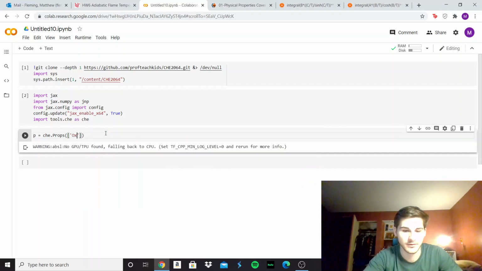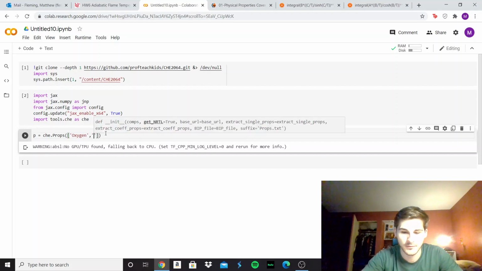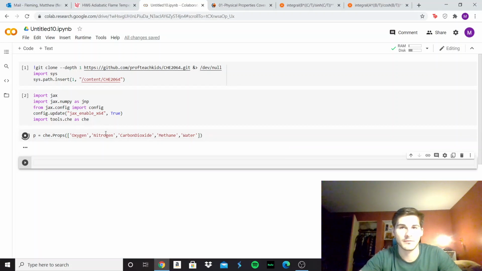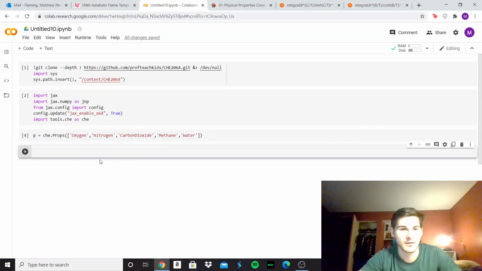Oxygen first, nitrogen, carbon dioxide, methane, and water. So these are just the species that are involved in our combustion reaction.